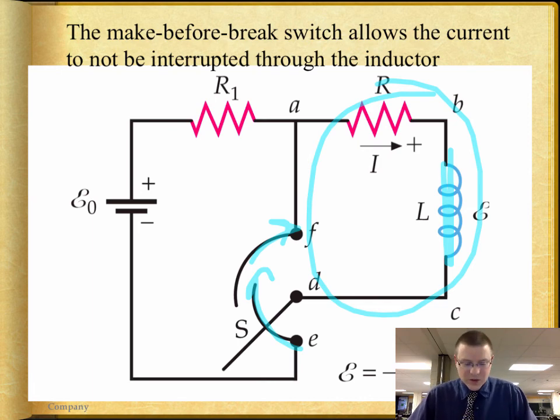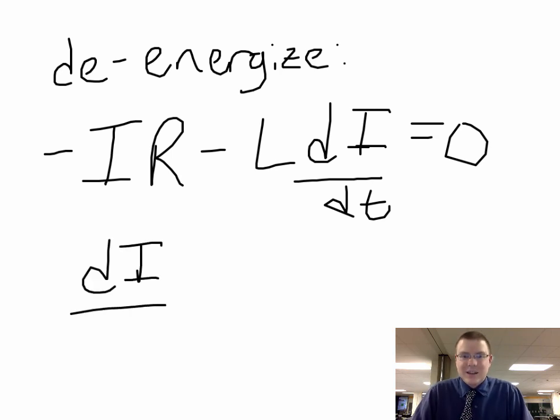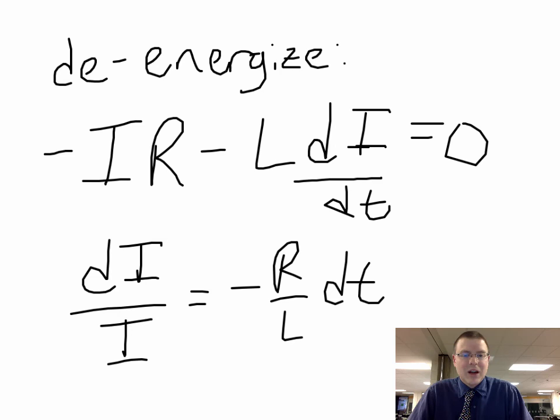So what would an equation for that look like? When we de-energize the coil, our loop is just minus IR minus L dI/dt. We cut out the battery because there's no more energy provided from the battery. So the inductor is going to pretend to be the battery for a while. Rearranging, getting the I's and dI's together, you're set up with dI over I equals negative R over L dt. You can see we already have our time constant in play.